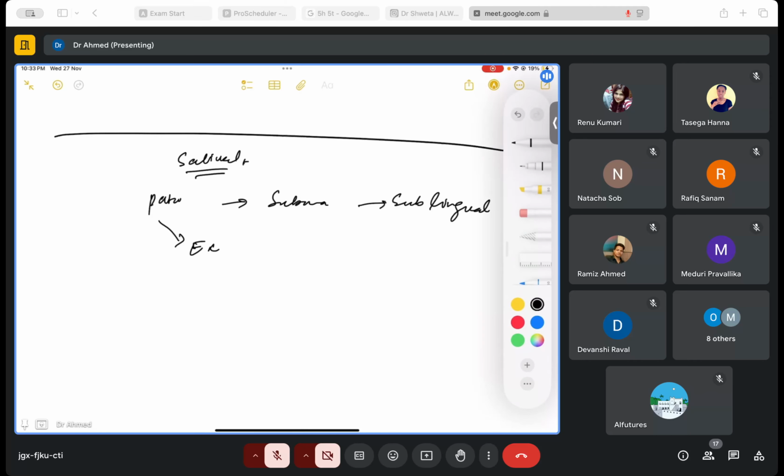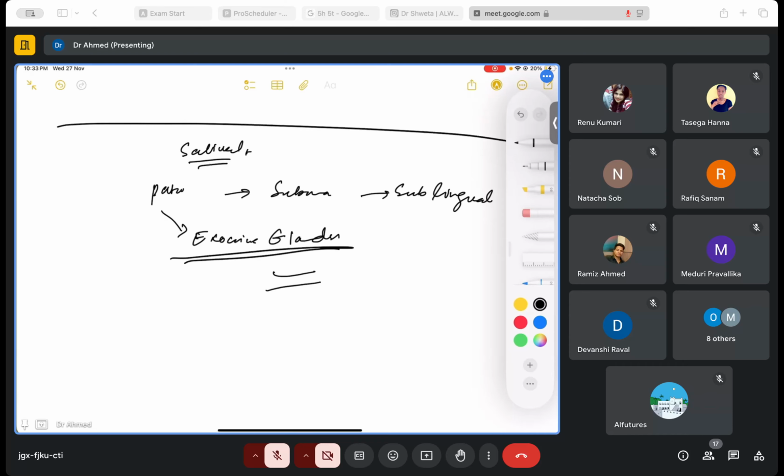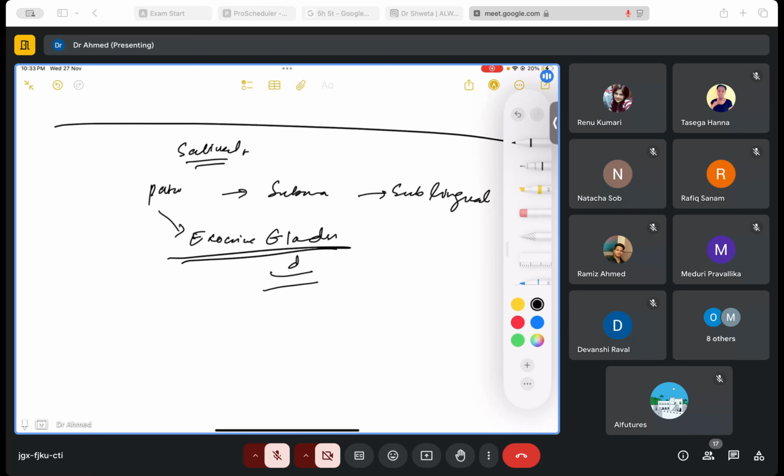What do we mean by exocrine glands? Exocrine means that for their secretion they use ducts, right? They are directly using ducts in order to dump their secretions.